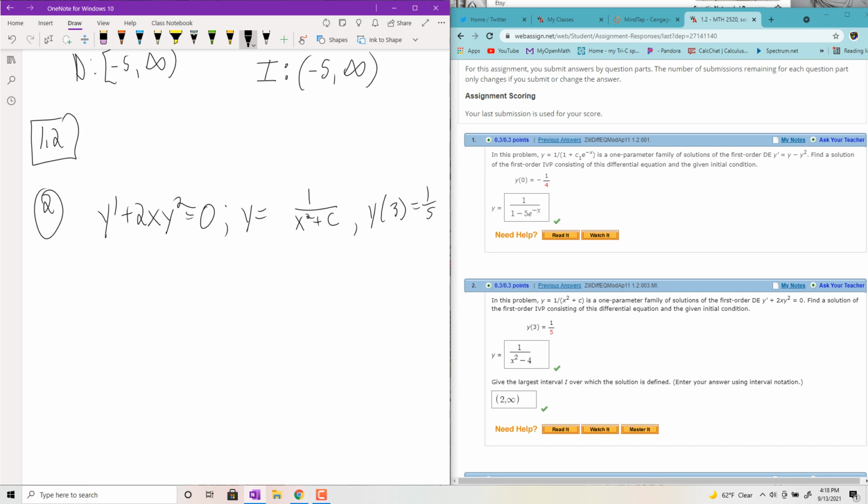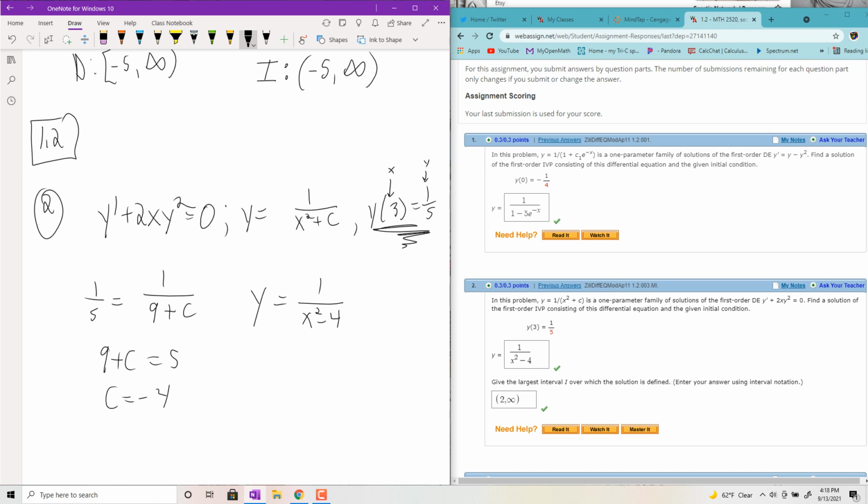It doesn't seem they even really are asking for the interval of definition in this case, but we'll go ahead and get it. First, let's get the particular solution. You use the initial value to get the particular solution. So this part right here is x, and this part right here is your y. So let y equal 1/5, and on the other side you're letting x equal 3. So 3 squared is 9 plus c, cross multiply, 9 plus c is 5. So c will be -4, and our solution is y equals 1 all over x squared minus 4.